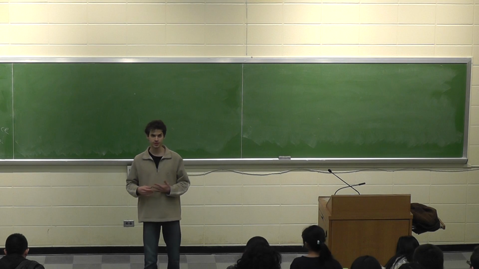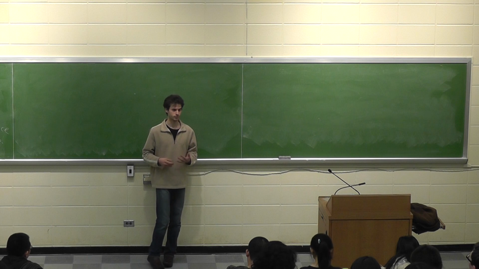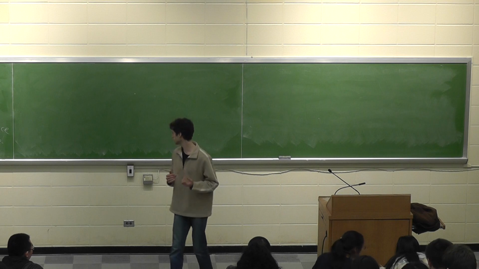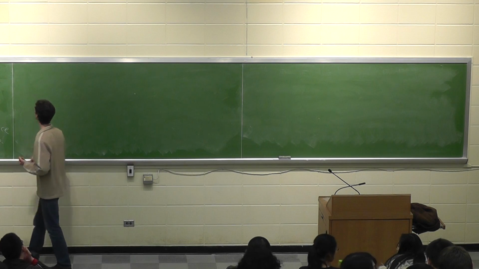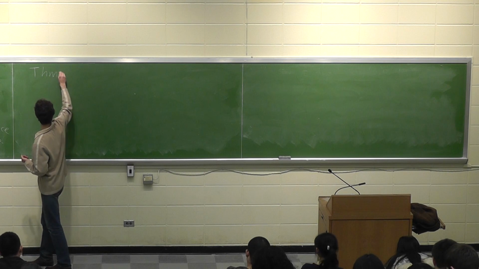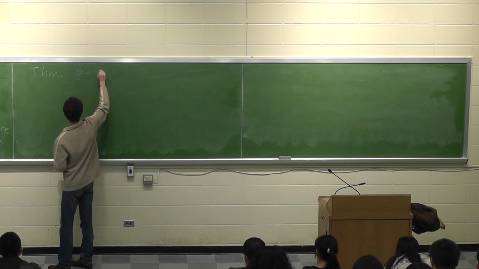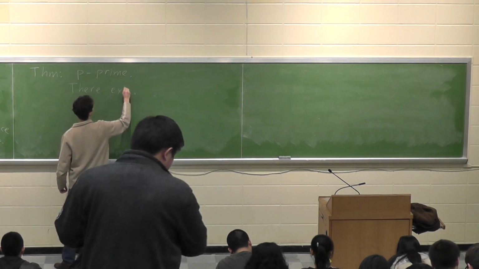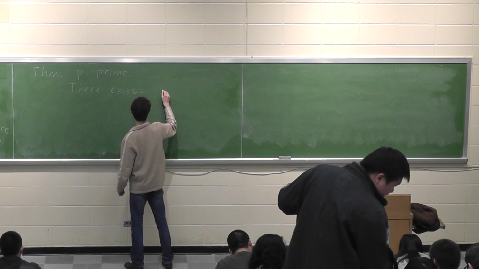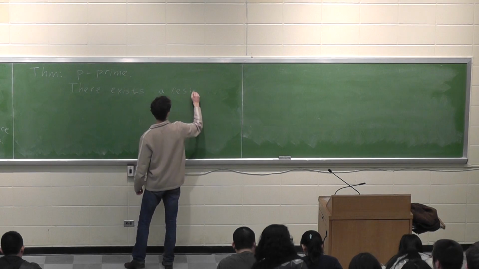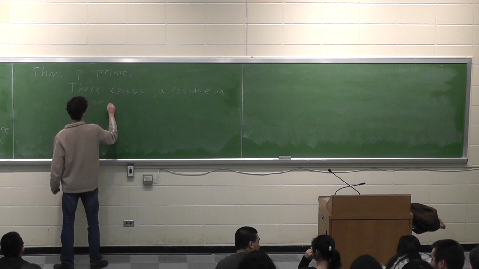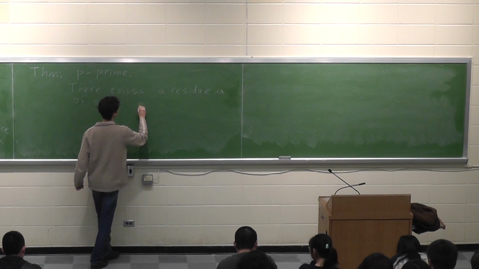We proved a beautiful theorem, maybe last time or one time before that. We proved that modulo a prime number, there always is a primitive element. Let me remind you what the primitive element was. Theorem: p is a prime. There exists a residue a of order p-1.